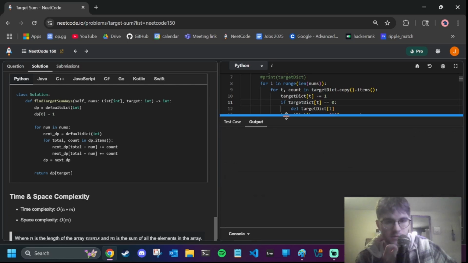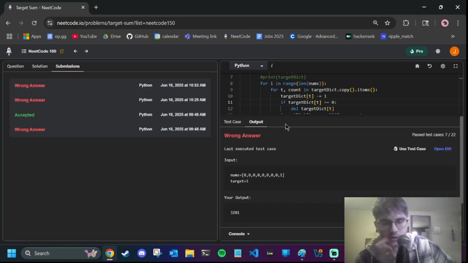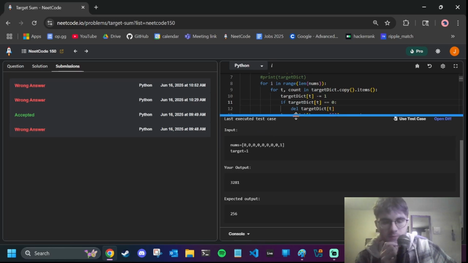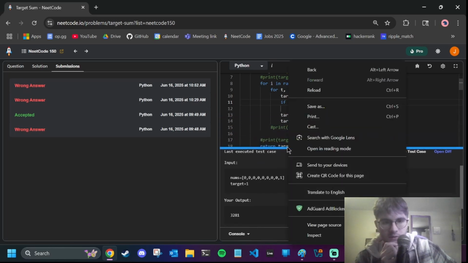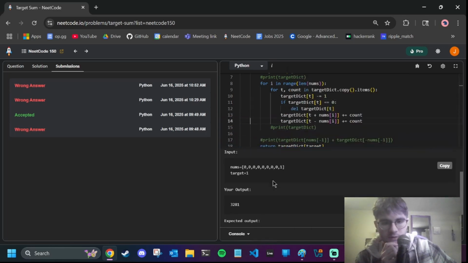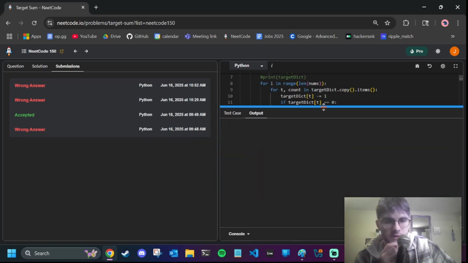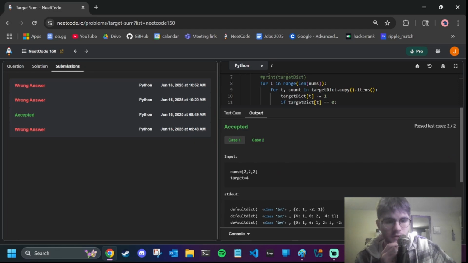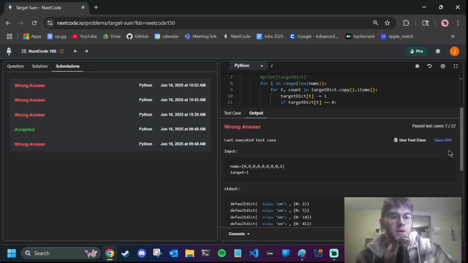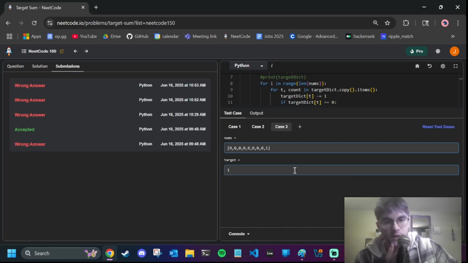Okay, so that seemed to work for the first 2, which is good. Okay, so I have a very big output, and they have a very small output. Let me see what my dictionary looks like. Forgot to use that as a test case. Okay.